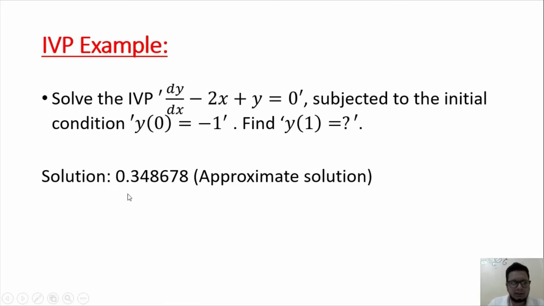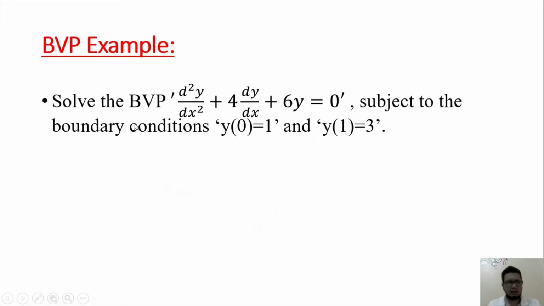And the solution shown here is an approximate solution, which is obtained using Euler's method. In this lecture, we will try to obtain the exact solution. The value of y when x is equal to 1 is 0.348678. Similarly, I will solve this boundary value problem.